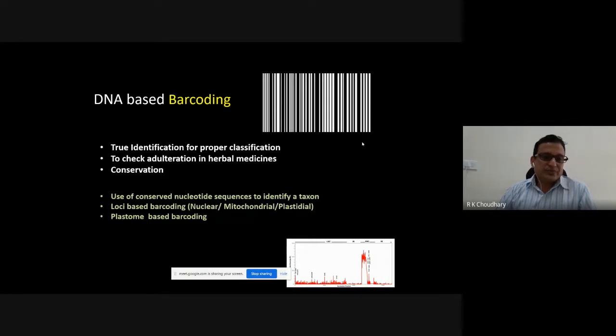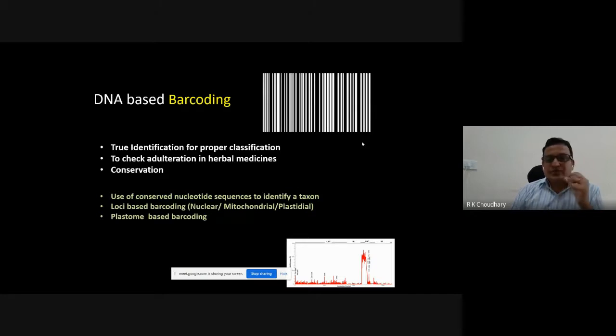So suppose sometimes what happens is that we are conserving a wrong species instead of what we should conserve, because we don't know the true identity of the species. There have been several cases where a wrong species was selected to conserve, and people have spent a lot of money to conserve a wrong species instead of what had to be conserved. If you're checking with DNA barcode what we should actually conserve, this will help you a lot to find the proper identity of the species.